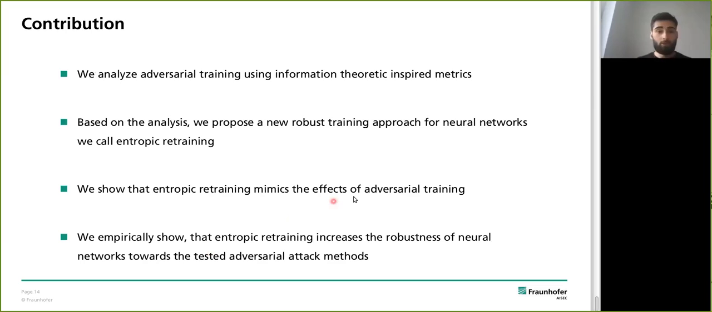So let's conclude the small presentation. We analyzed adversarial training using information theoretic inspired metrics. Based on this analysis, we propose entropic retraining, which is an approach to make neural networks more robust without the costly generation of adversarial examples. And with entropic retraining, we empirically show that this approach significantly increases robustness of the analyzed neural networks.